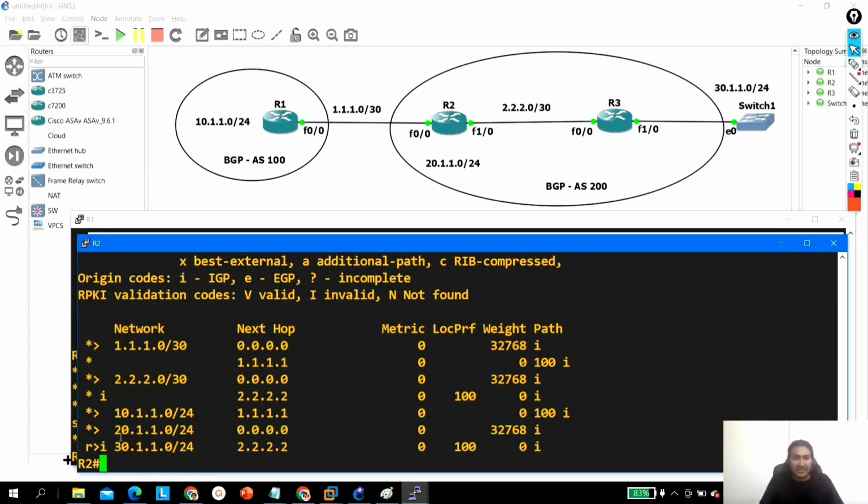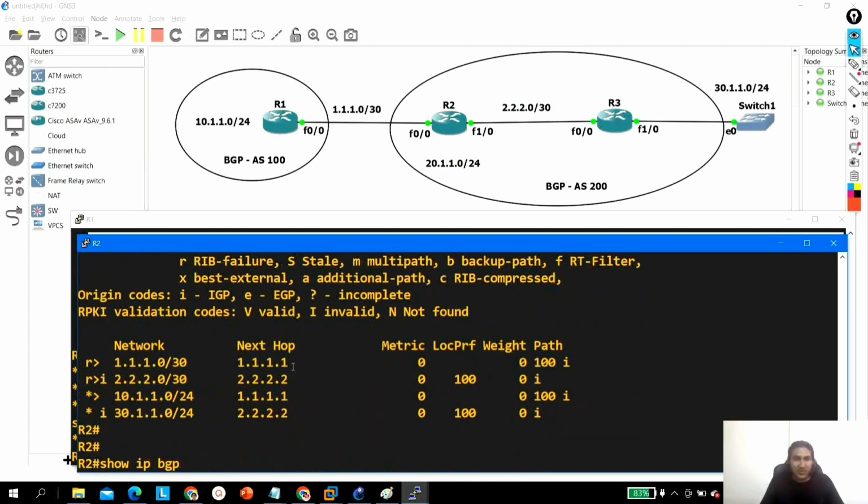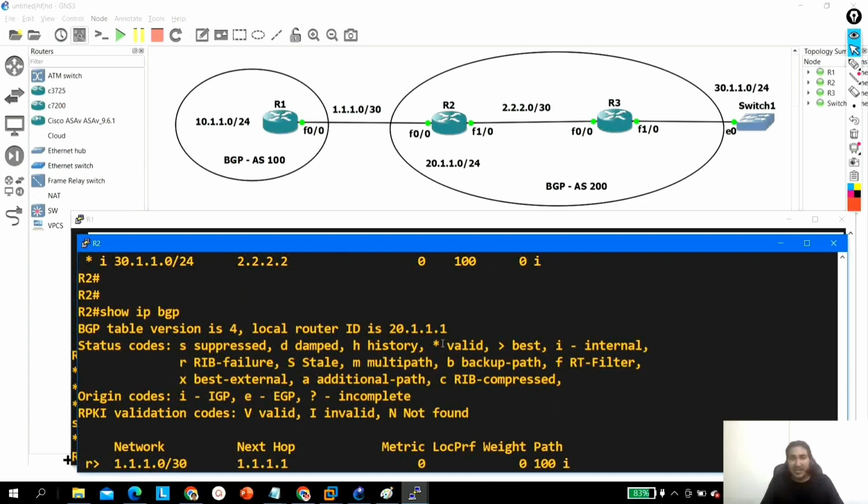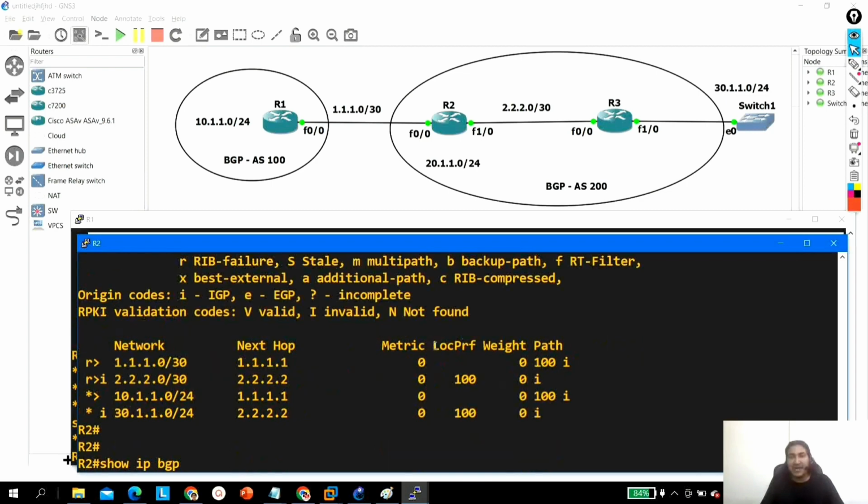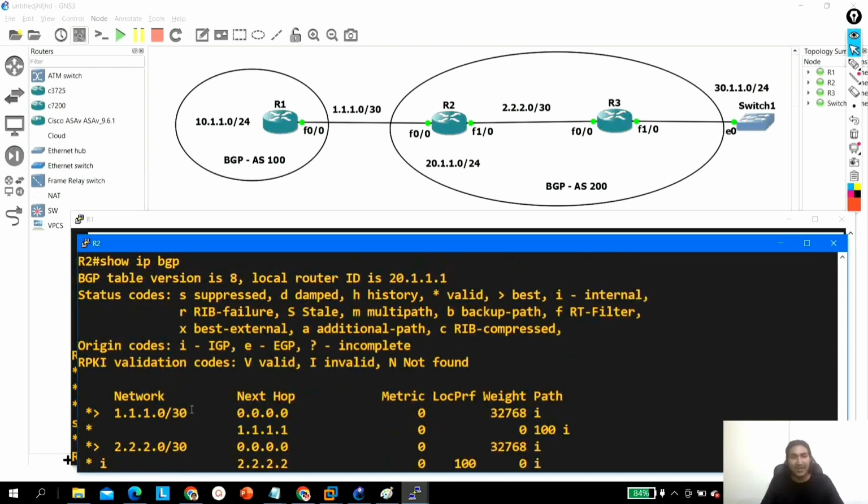Now you can see this 30 network is valid as well as best. Earlier, here you can see there was only a star sign. A star sign means what? A star sign means it is valid, and the greater-than sign indicates that this one is the best route. So earlier the 30.1.1.0 network was only a valid prefix, right? Valid route. So that's why the router was not installing that route in its routing table.